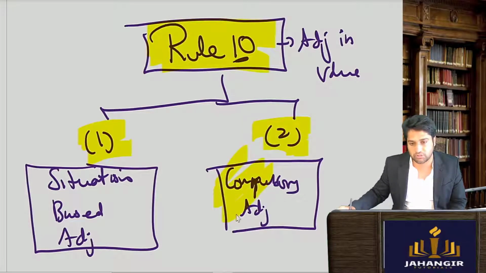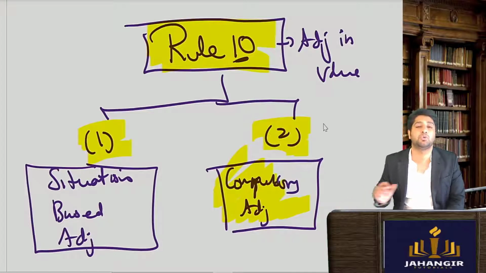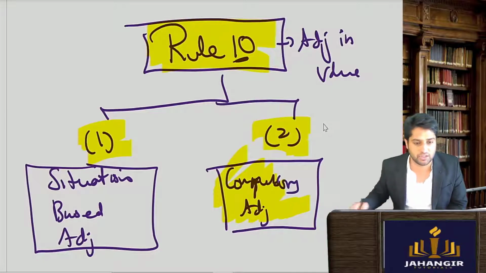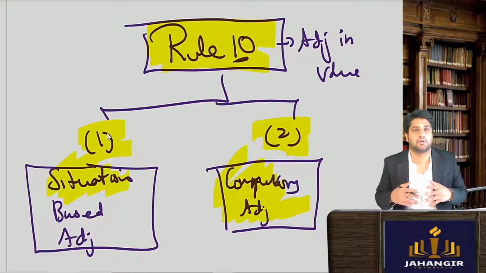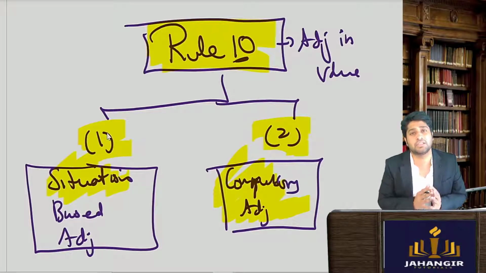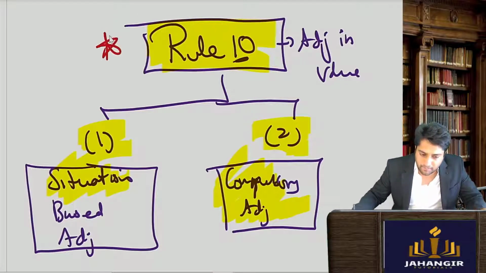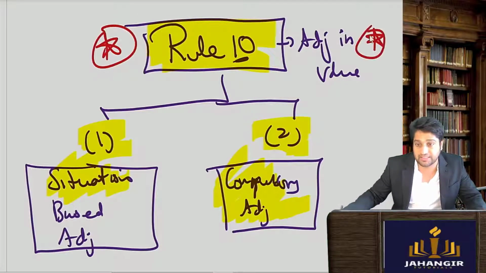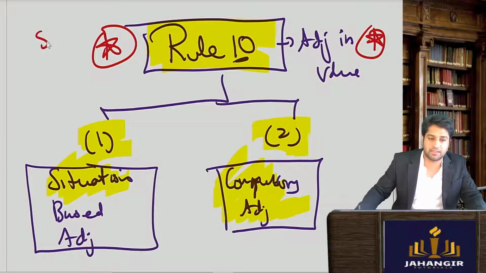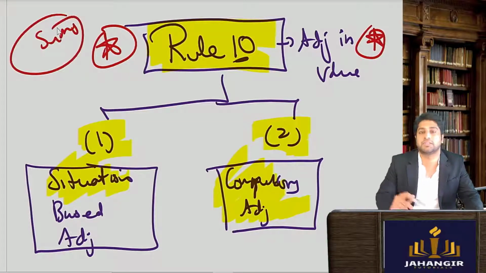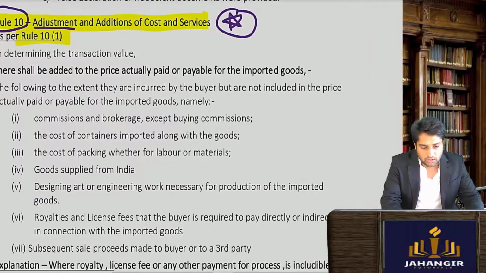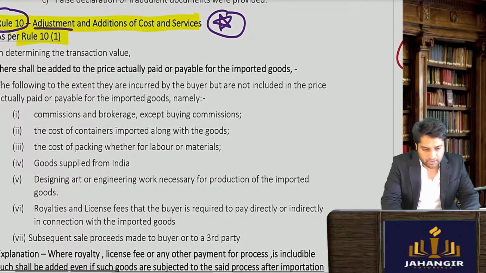Subrule 2 talks about compulsory adjustments which will be used in every single transaction, and subrule 1 will be done only if certain conditions are there or in certain cases only. Okay, till here it is clear. When we do the sums, you will find this much simpler, but this will be used in the sums as well. So firstly, what are they saying?